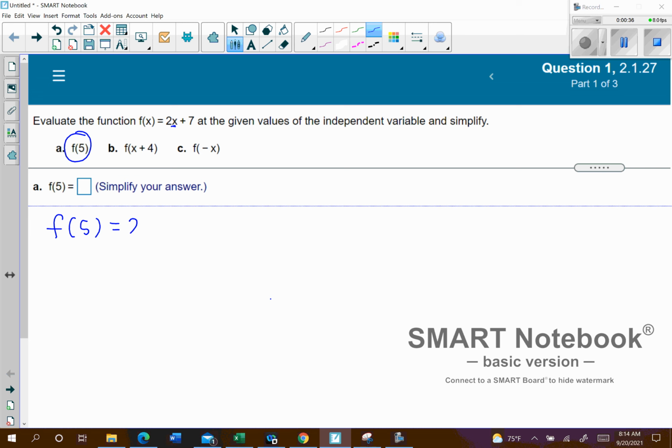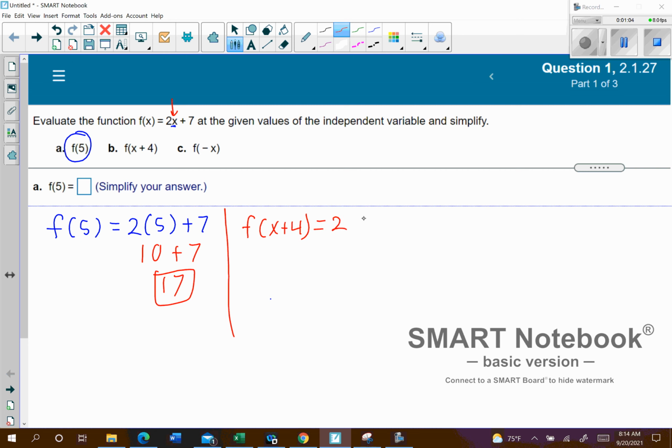So we're going to have 2 times 5 and then plus 7. 2 times 5 is 10. 10 plus 7 is 17. And there we go. So don't overthink that. And yeah, they get a little bit more complicated on these other ones. Like for our next example, it's f of x plus 4, but it's still the same idea. That's what you're going to plug in for your variable right there.